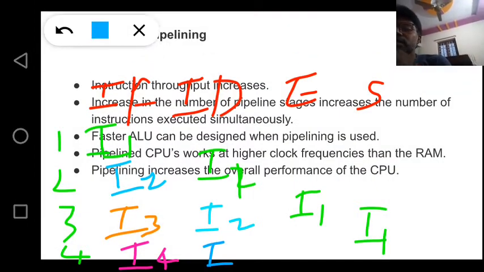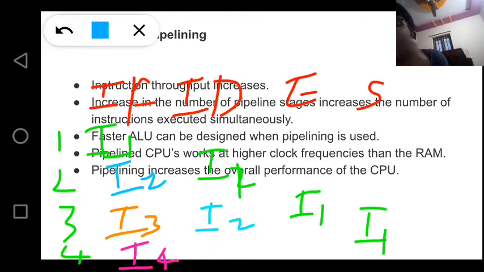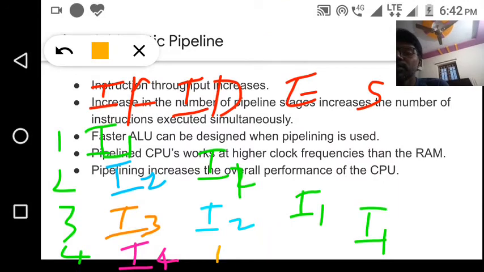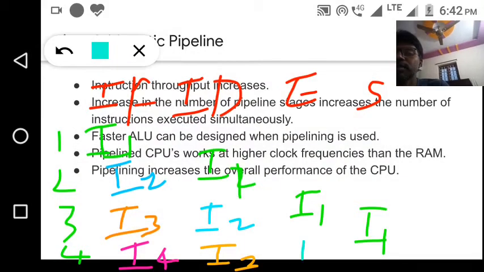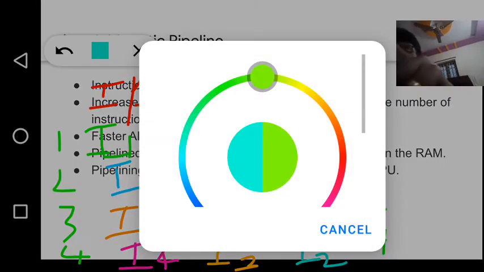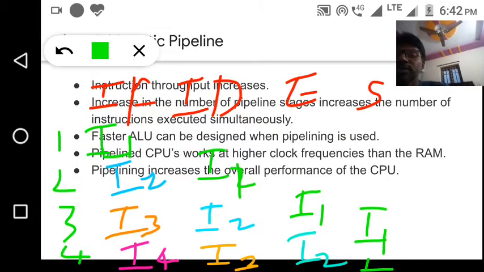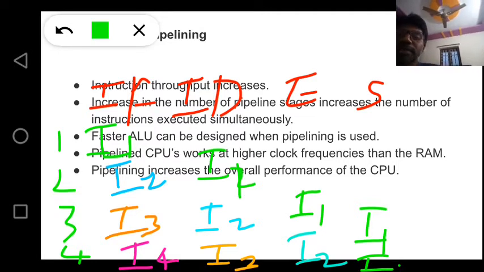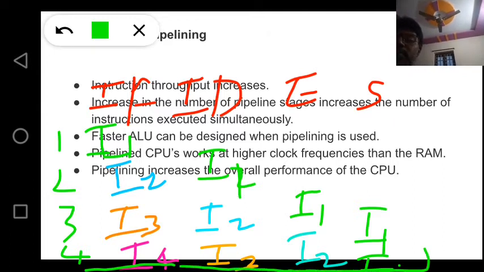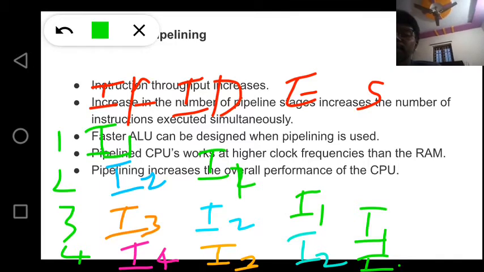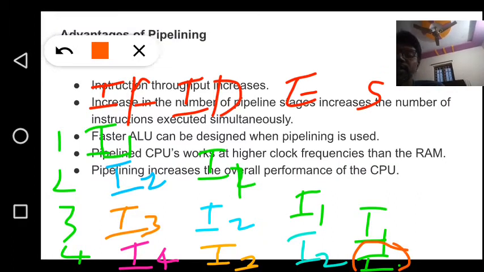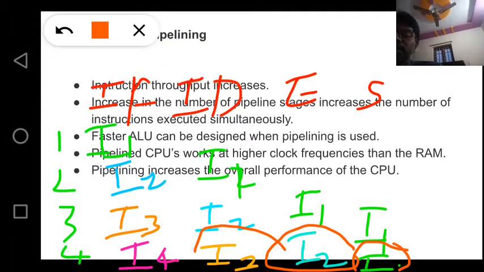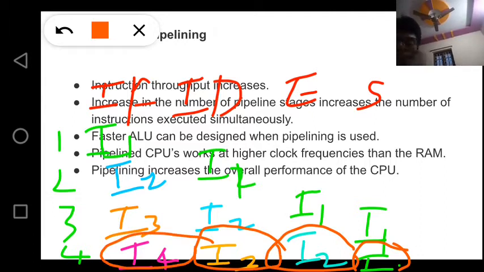Finally, when instruction 4 is in the instruction fetch state, sorry, instruction 3 is in decode status and instruction 2 is in execute state and instruction 1 is in store status. So what happens, this is called parallelism. Why are we calling it parallelism? See this: when instruction 1 is getting stored, instruction 2 is getting executed, instruction 3 is getting decoded, instruction 4 is getting fetched.